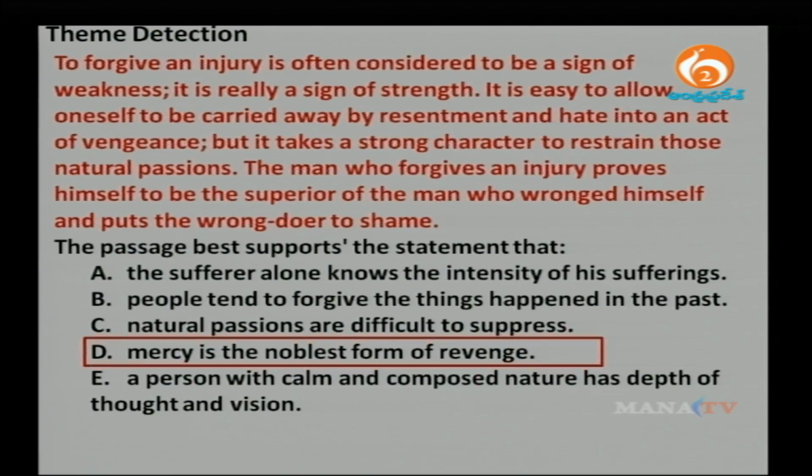And the correct answer is option D. Why is it option D? Read the last paragraph of the passage. The man who forgives an injury proves himself to be superior to the man who wronged him, and puts the wrongdoer to shame. So, mercy is the noblest form of revenge.